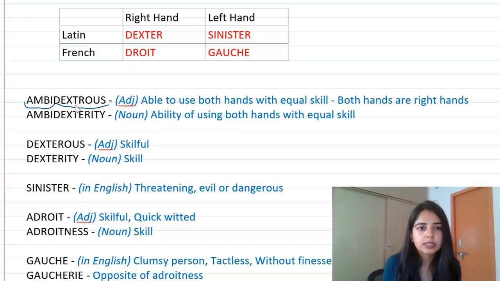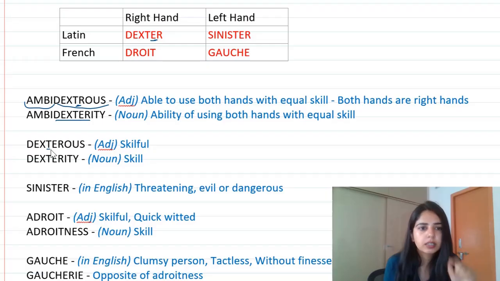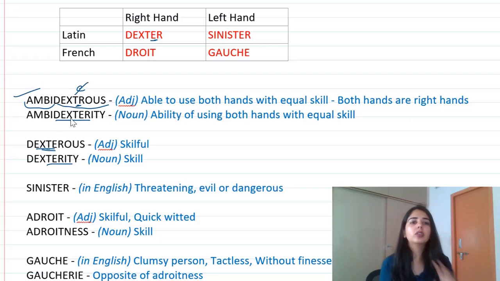However, you can notice that in the spelling, dexter, the E has been removed. It becomes dextrous. The E is not there. However, it's there in other words like dexterity. It's not in dextrous, and it's not there in ambidextrous. In ambidextrous we remove the E. Alright. Now the noun of this is ambidexterity, the ability of using both hands with equal skill.